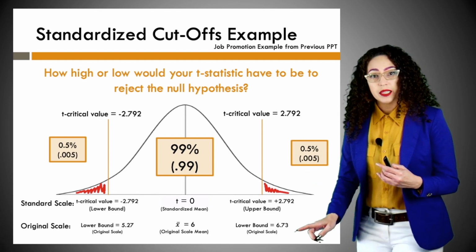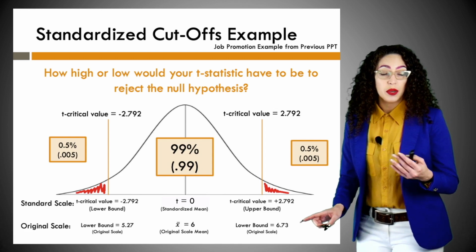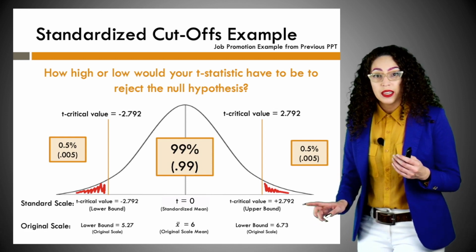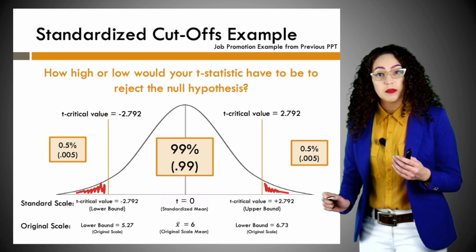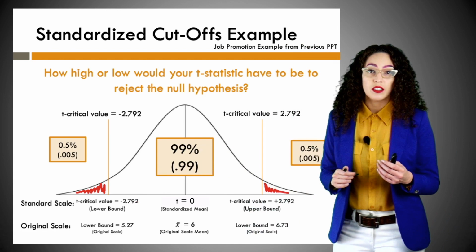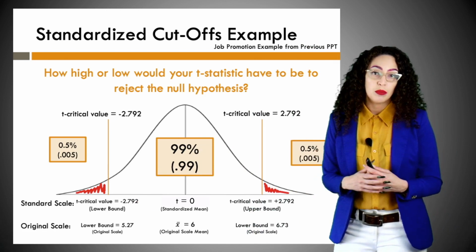So here, because we create that 99% confidence interval around it, we actually also know in the raw scale how high or how low it has to be to reject the null. Here it would have to be greater than 6.73 years or less than 5.27 years for you to reject the null hypothesis that on average it takes 6 years to be promoted.